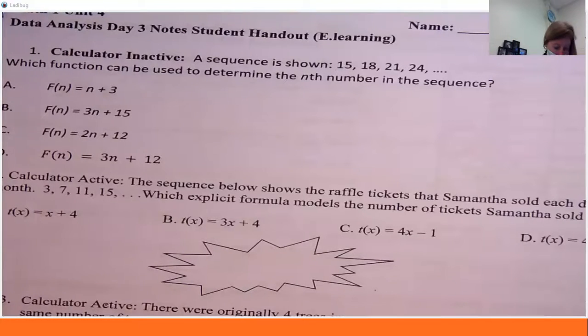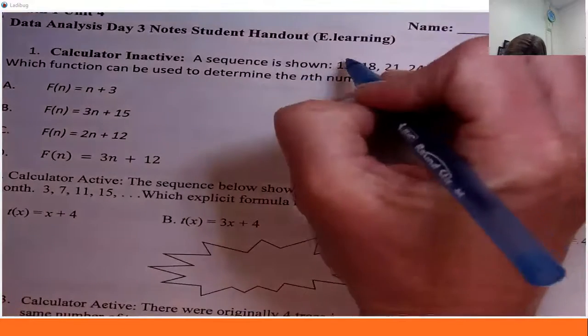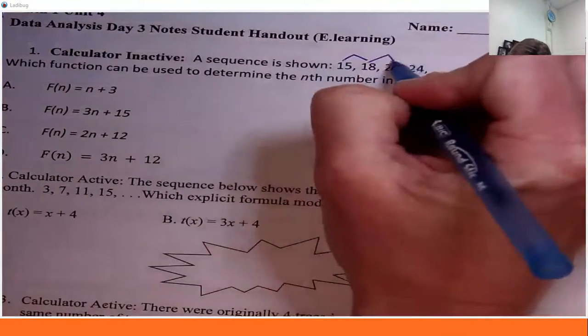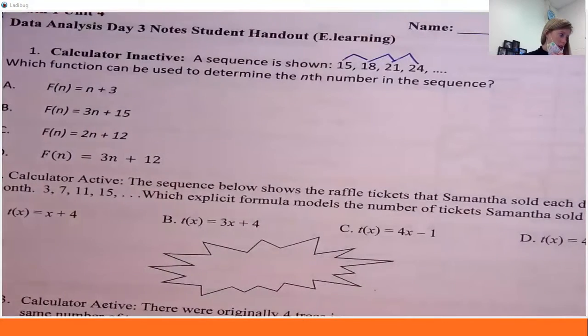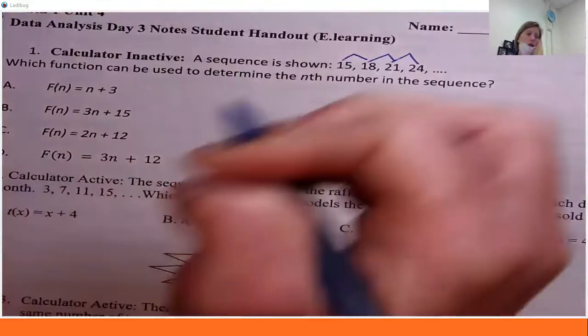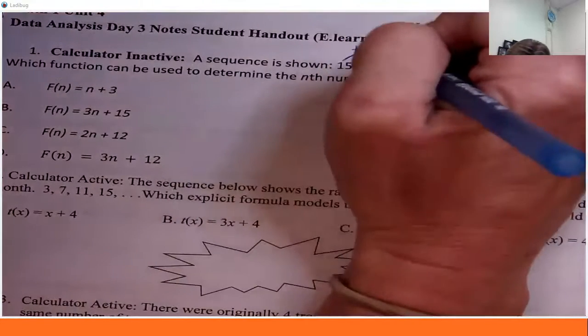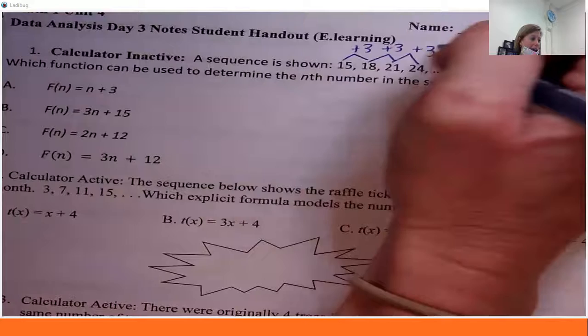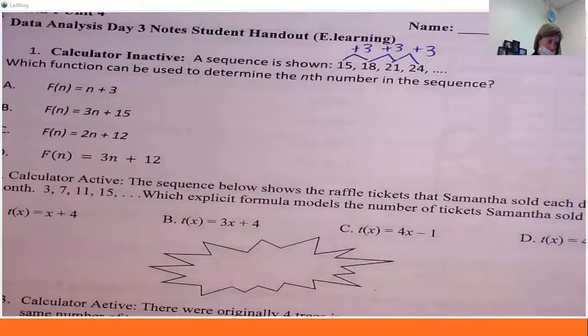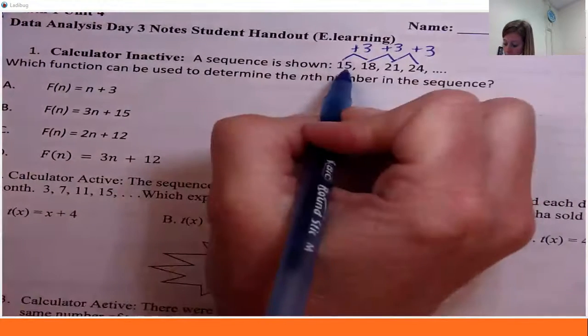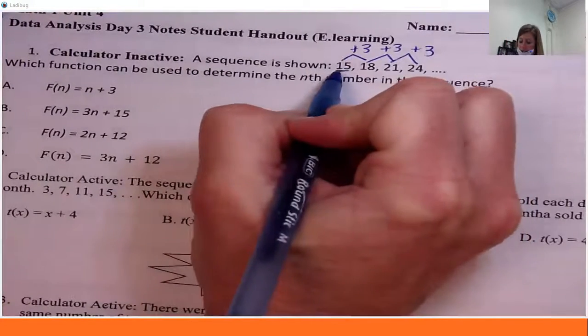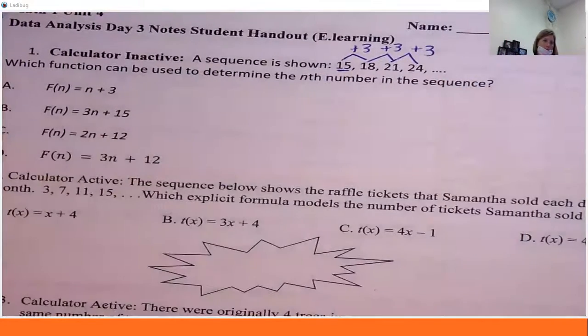Kamari, anything you can tell me about the pattern 15, 18, 21, 24? Good. Is it multiplying by 3 or adding 3? It is adding 3. Guys, remember, if I write it, you need to write it. So it's adding 3 every time. Cameron, is your starting value 15, or do you have to go back a spot?